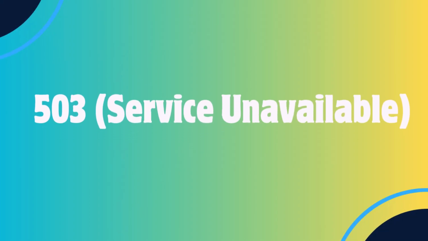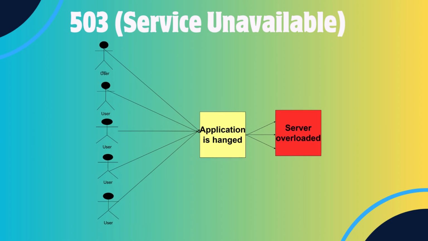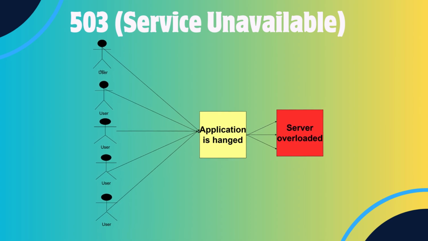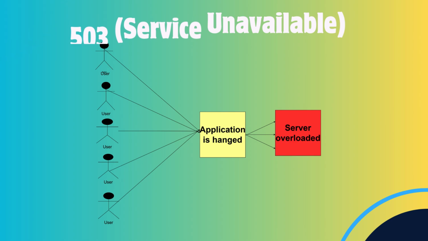503 is known as service unavailable. 503 occurs when the server is temporarily unavailable due to maintenance or overload. A food delivery app gets crashed during a lunchtime traffic spike. Look at this. The application is completely hung and it's not even responding. So what exactly happened? A lot of traffic would have come to this particular application and the backend service would have been completely overloaded and not able to respond to the requests.